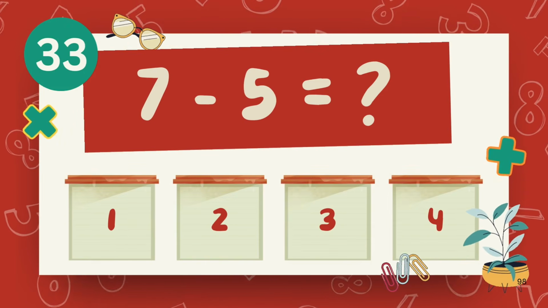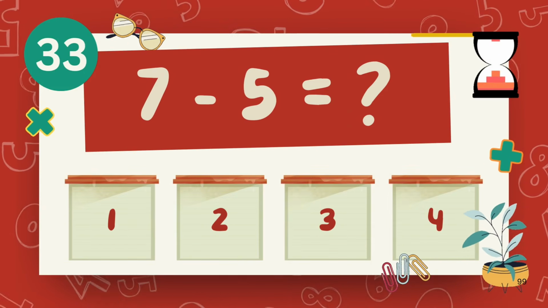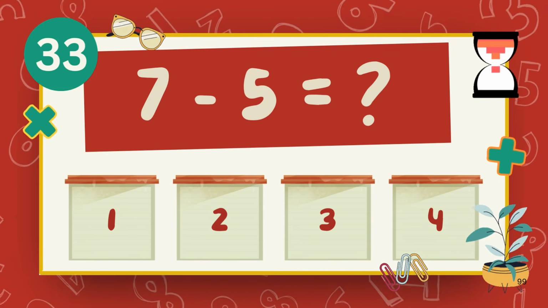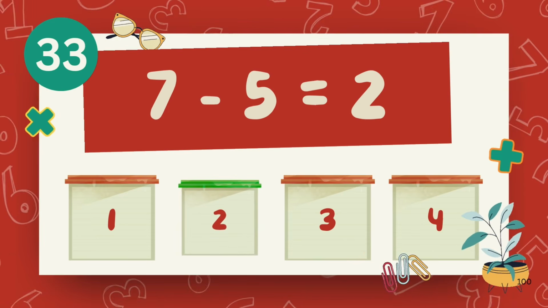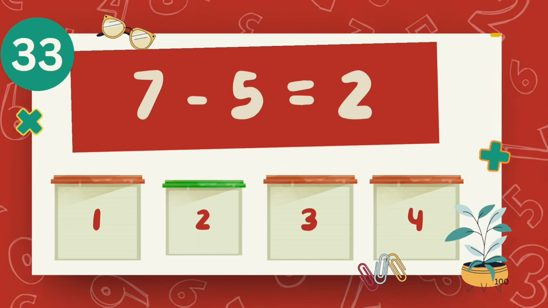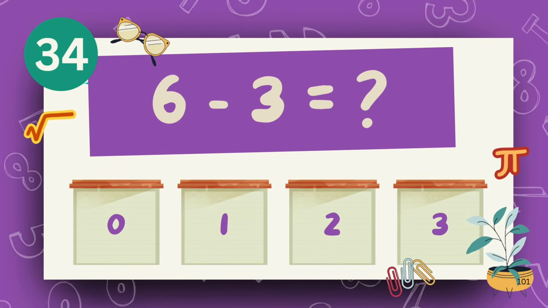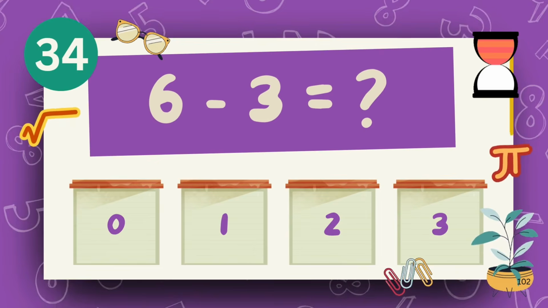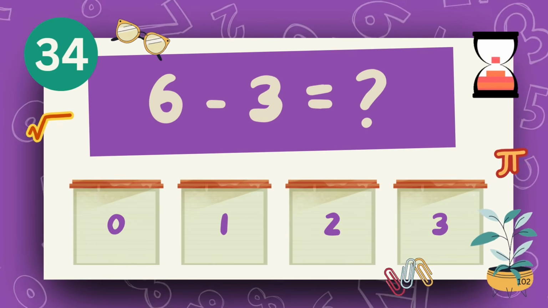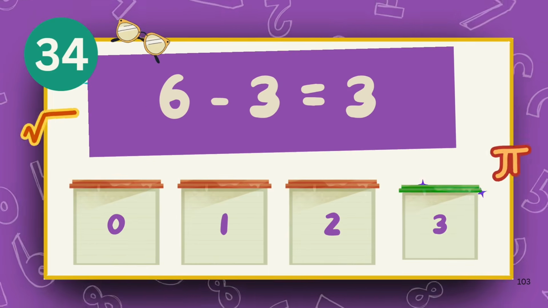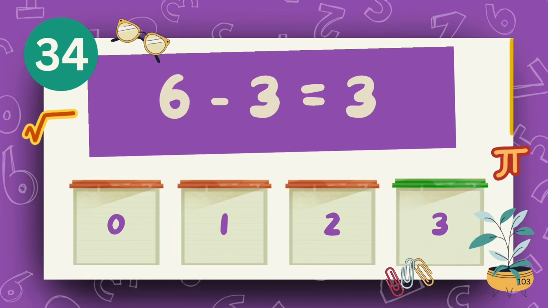What is 7 minus 5? The answer is 2. What is 6 minus 3? The answer is 3.